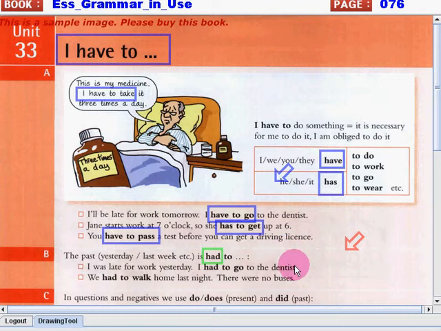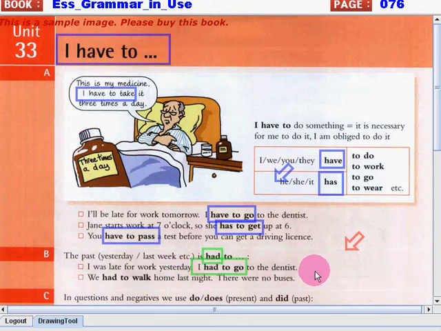Let's have some examples. "I was late for work yesterday. I had to go to the dentist." As you can see, we used "I had to go." Why? Because this happened yesterday. The subject was late for work yesterday because he had to go to the dentist. So, that's why we used past tense.